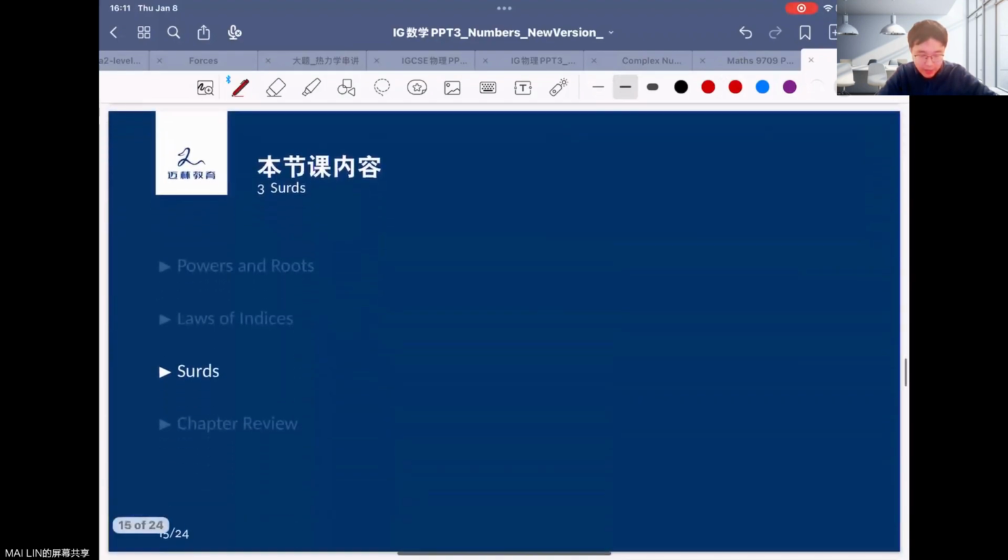Okay, so we have just moved very smoothly to understand the laws of indices, but I guess there are still some questions for you. So just try to do more practice after the lesson. I hope you can get a clearer understanding of this.